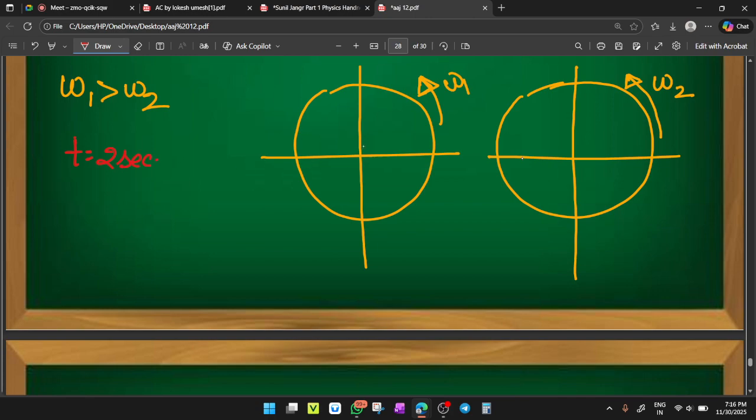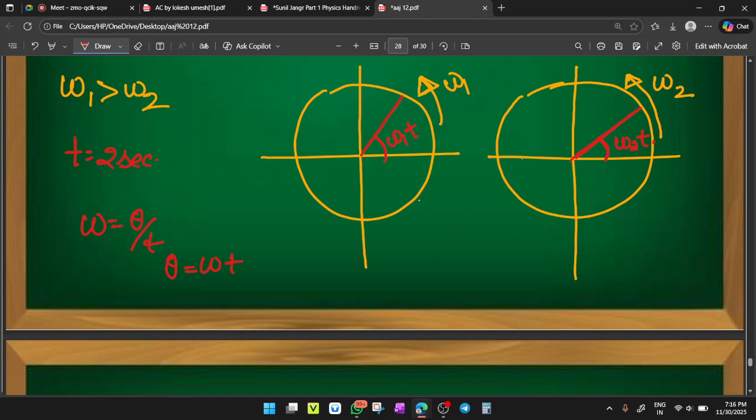Clear? So as the angular speed is high here, the length traveled will be more. So this phase angle will be high and this phase angle will be lesser. Yes or no? Yes. So by the formula, omega is equal to theta upon t, theta is equal to omega into t. So the angle here for t seconds will be equal to omega 1 t, and here it is equal to omega 2 t. Clear?